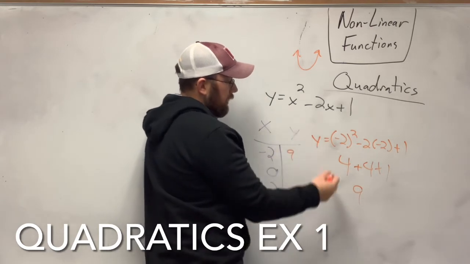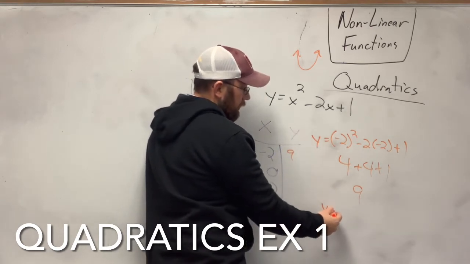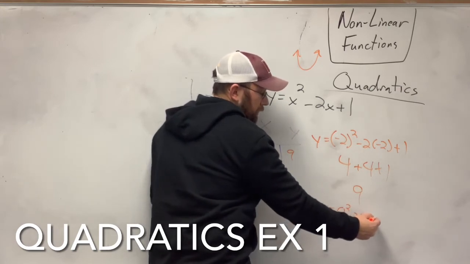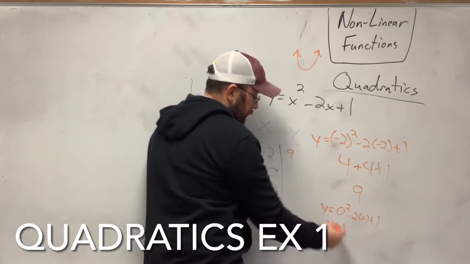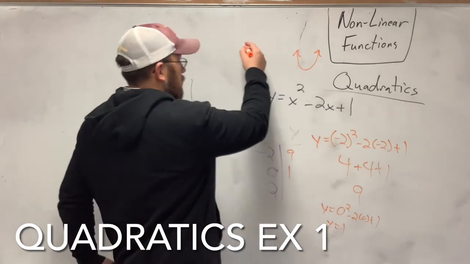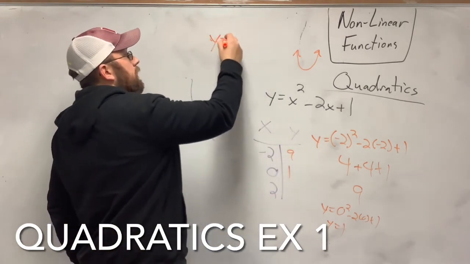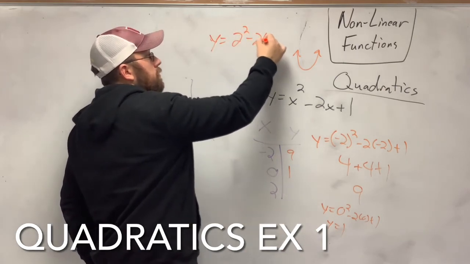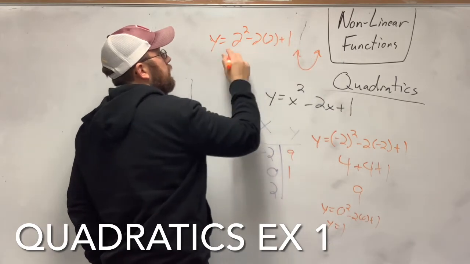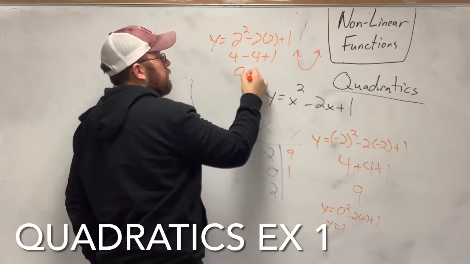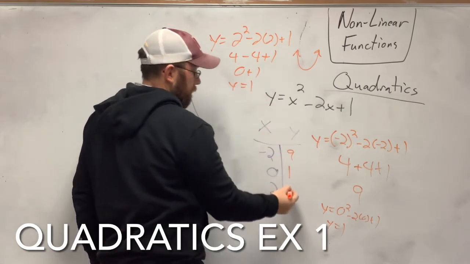Zero, plug it in. So that's 0 squared minus 2 times 0 plus 1. So y equals 1. And then we plug in 2 again. So y equals 2 squared minus 2 times 2 plus 1. So 4 minus 4 plus 1 gives you 0 plus 1, y equals 1.